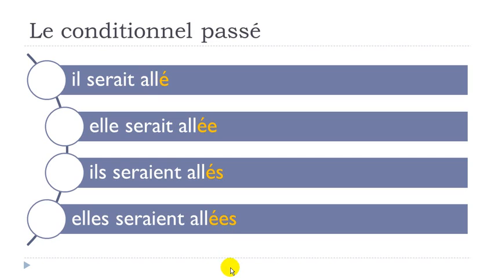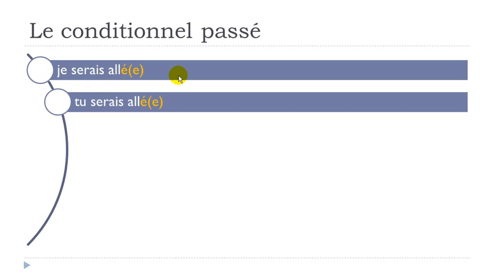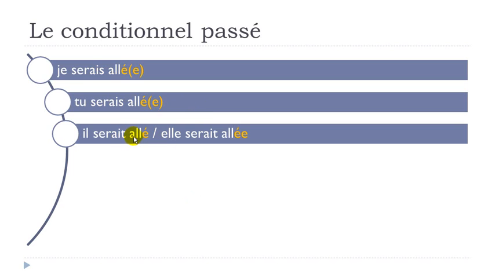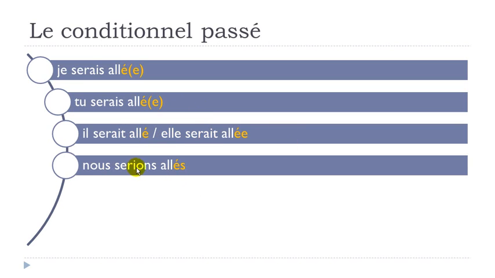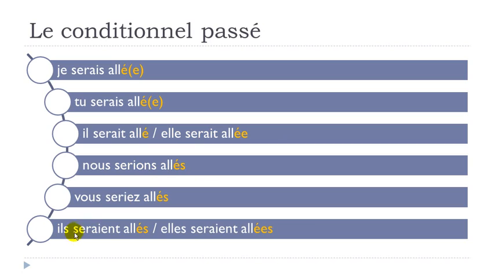So let's see now the full thing. Je serais allé, and if you want to make the liaison, it would be more beautiful. Je serais allé. Tu serais allé. Il serait allé. Elle serait allée. Nous serions allés. Vous seriez allé. Ils seraient allés. Elles seraient allées. All right, so that's it.